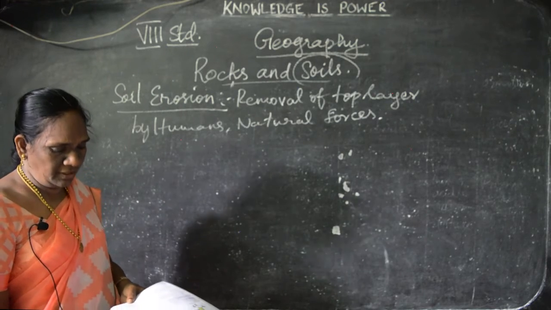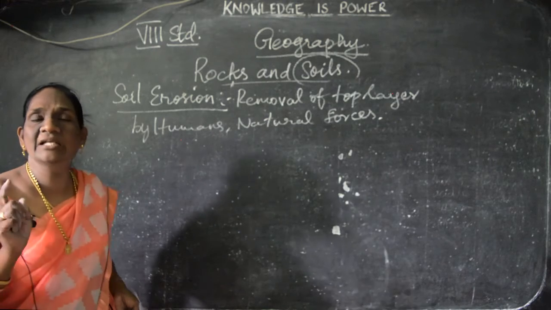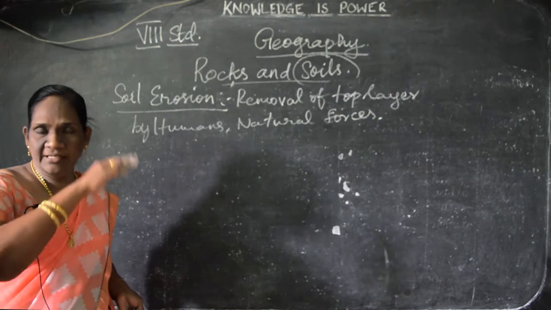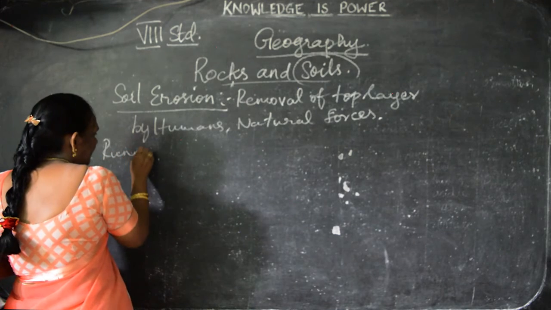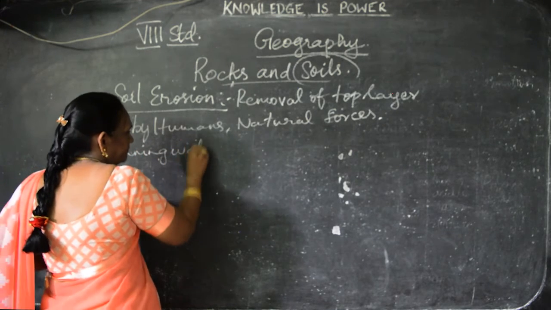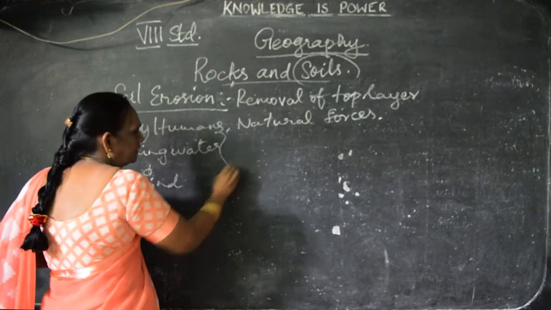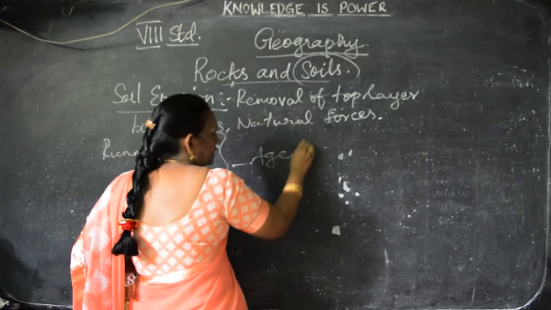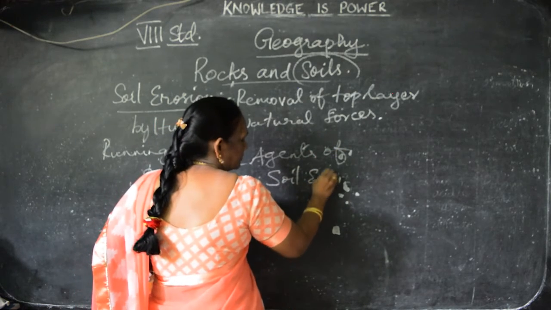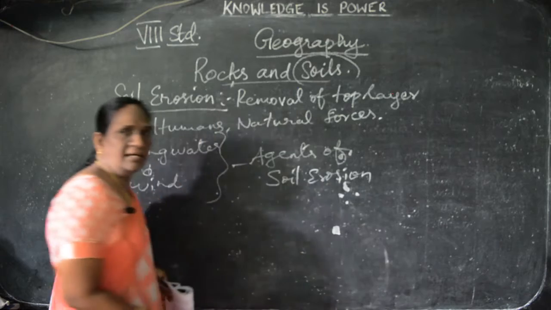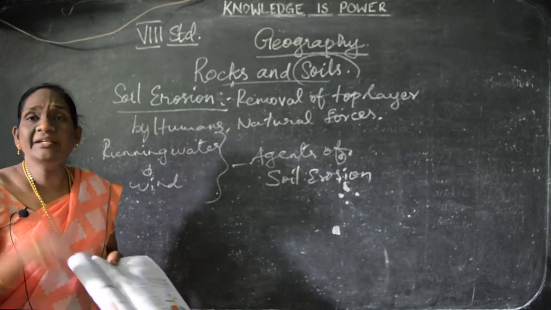So, running water and wind are the major agents of soil erosion. What are the major agents of soil erosion? The running water and wind. Say all of you: running water and wind, they are the agents of soil erosion. Understand, children? So, they are the agents of soil erosion.